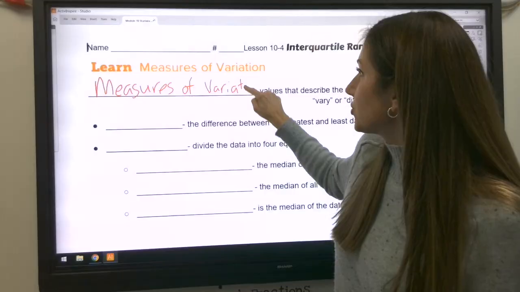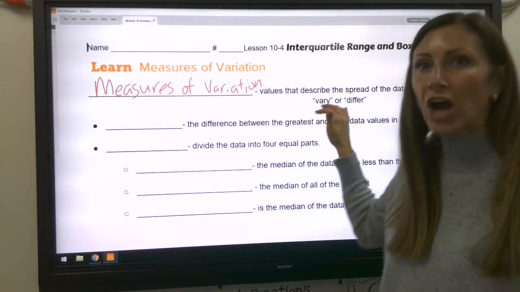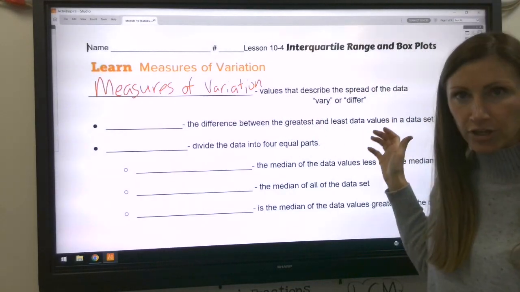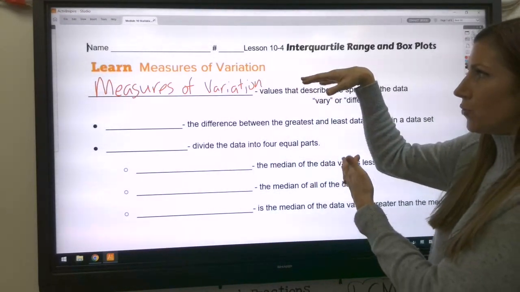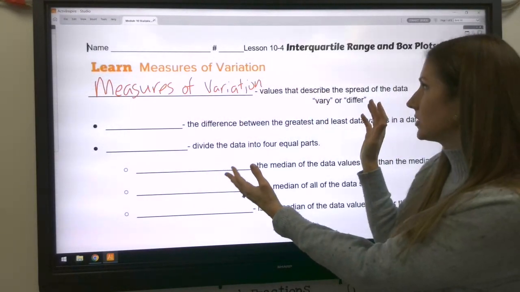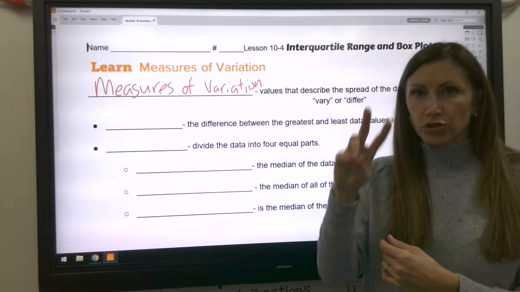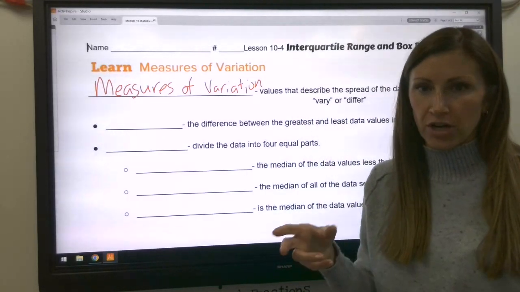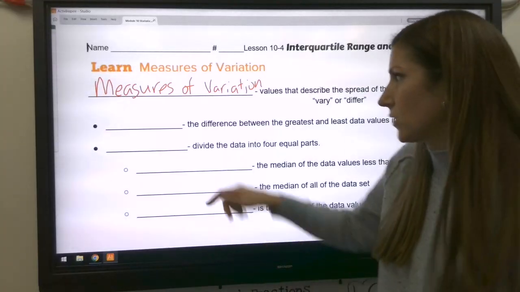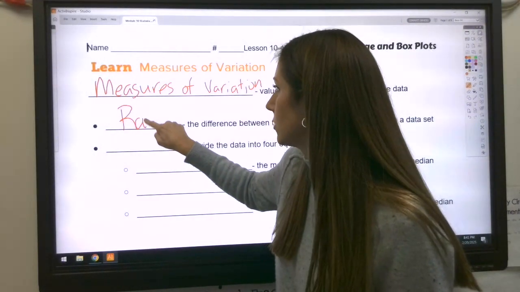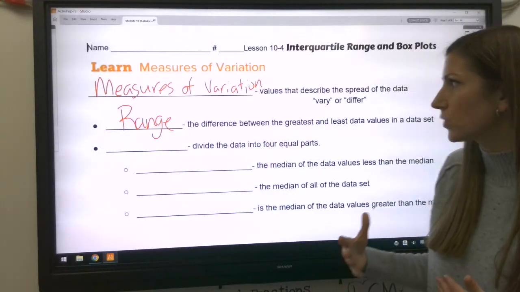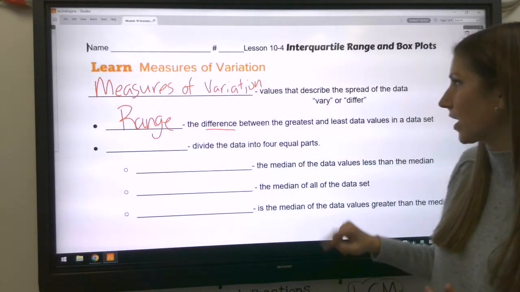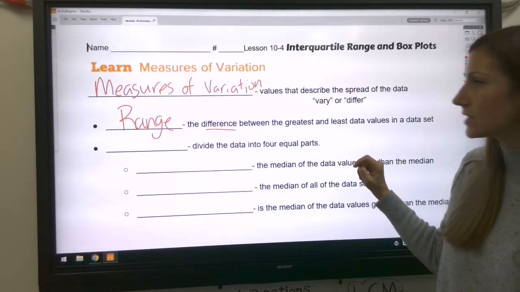The word variation comes from variety or vary, or how they differ, right? From one extreme to another. With these measures of variation there are two different types. One is, like we already said, the range. So the range of a data set, smallest to largest, what's that difference? We already know we're calculating the greatest versus the least.